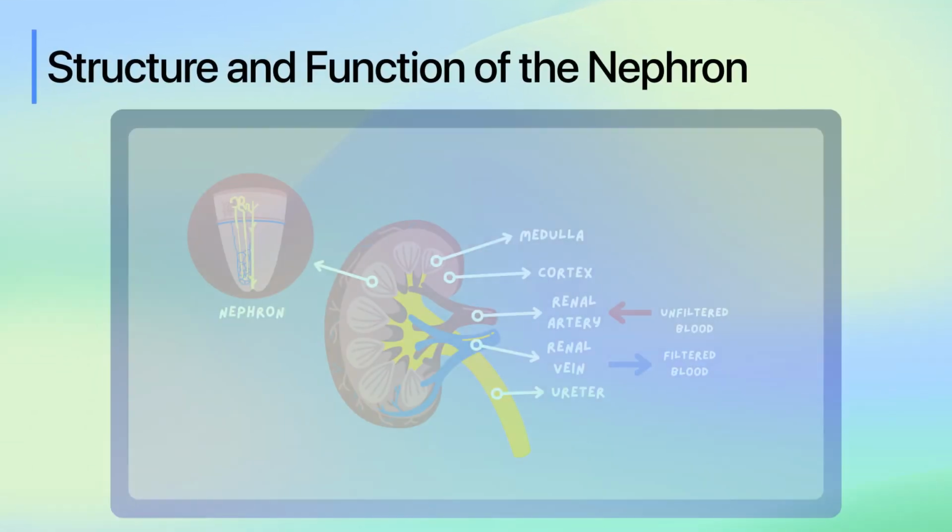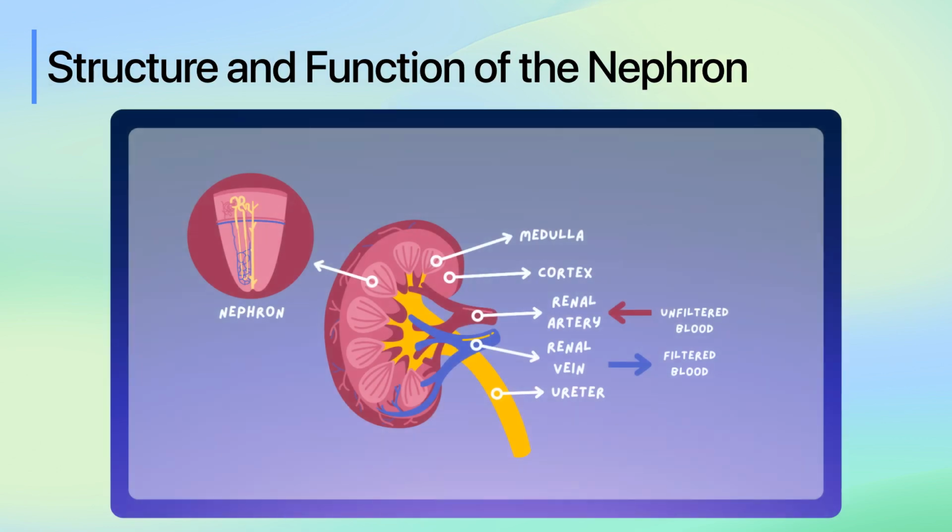Each kidney contains around 1 million tiny filtering units called nephrons. Nephrons are where the crucial process of blood filtration occurs.